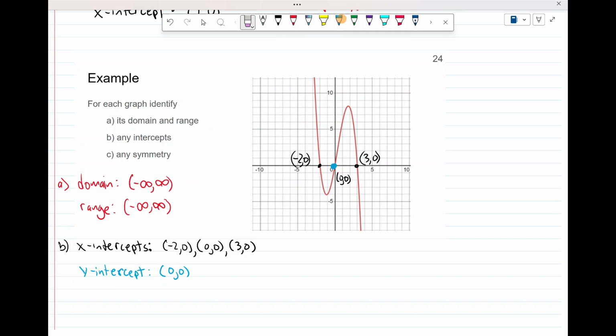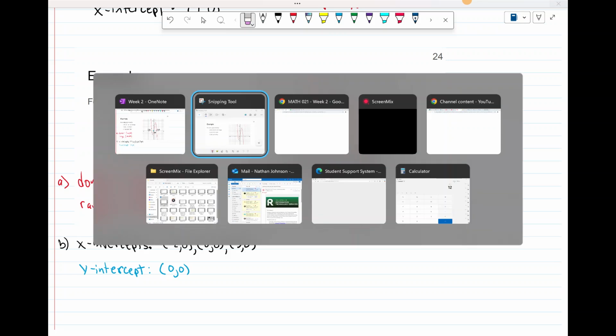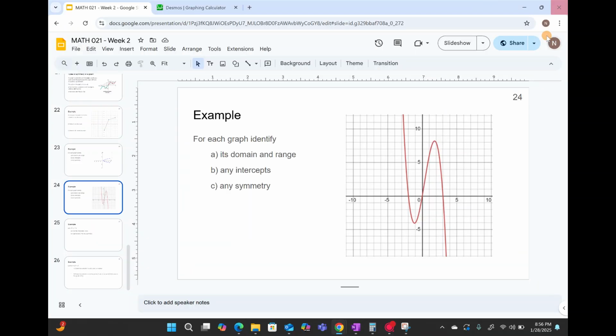All right, let's think about symmetry. Now, it doesn't look like a mirror image anywhere, right? If I flip this over the x-axis, it wouldn't look the exact same. If I flip this graph over the y-axis, it wouldn't look exactly the same. But it does look like if I rotated it 180, it might look about the same. And I'm just going to show you that over here in Google Slides, where I can rotate this. So I'm going to rotate this 180, and I want you to notice that it looks almost the same.